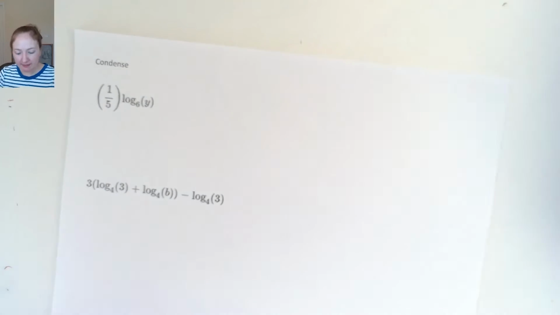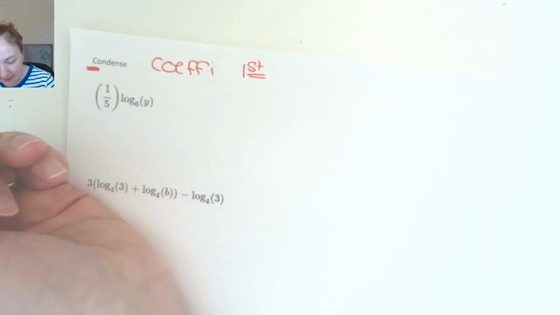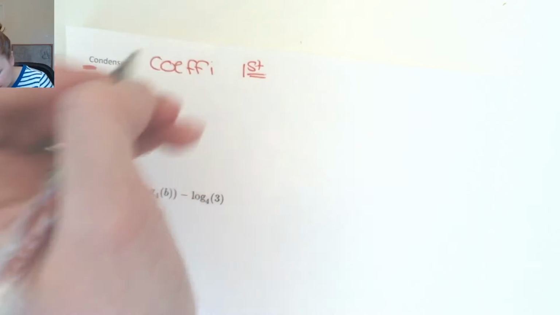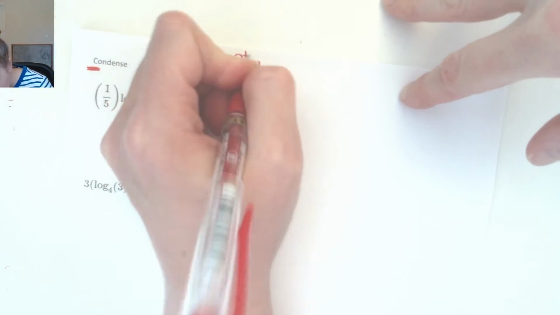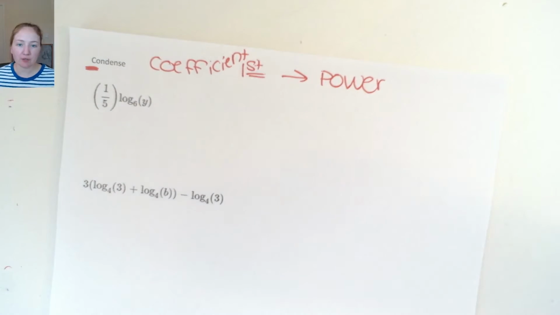Okay, so when you're trying to condense the logarithm, remember that you need to condense the coefficients first. So coefficients have to be condensed first. That means that the coefficient needs to come up to become a power. That has to happen before you do any of the addition, subtraction, condensing part of it.